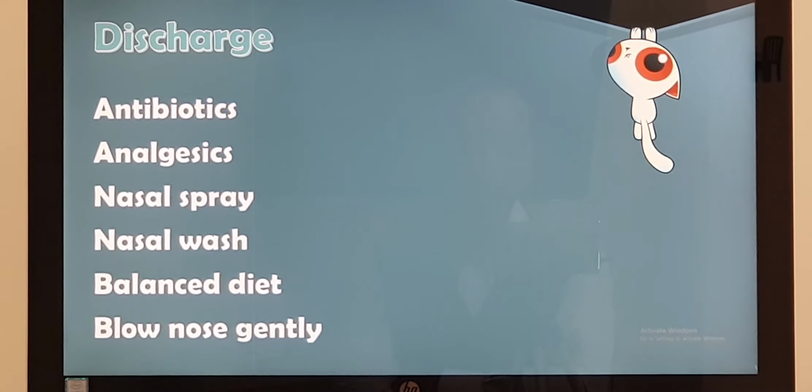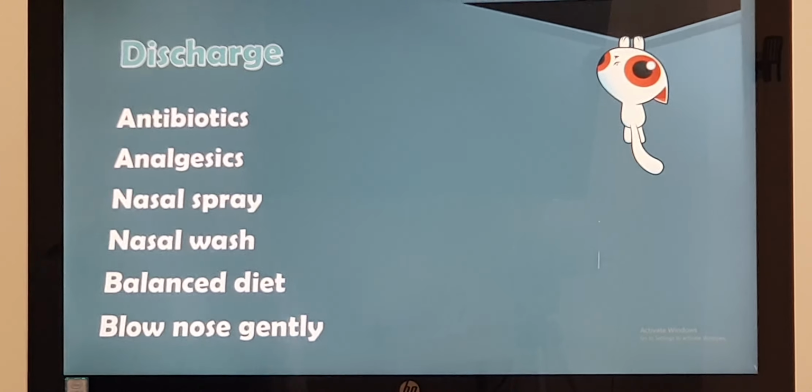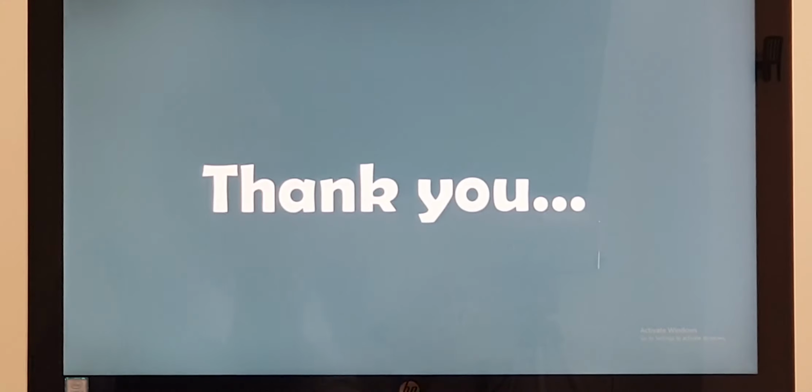And nasal wash, saline nasal wash. At home you are advised a balanced diet, and try to avoid very hot and spicy food, and try to avoid junk foods also. You have to stay healthy, and whenever you do nasal wash, please do not blow forcefully. It has to be a gentle blow only. So this is how we manage cases of orbital complications secondary to acute rhinosinusitis. Thank you so much.